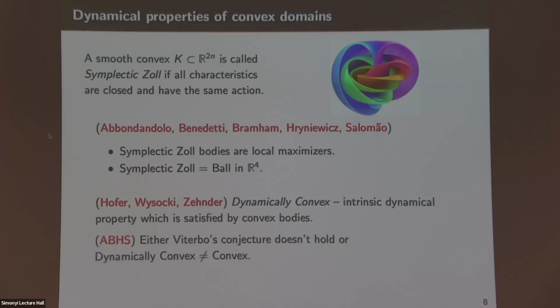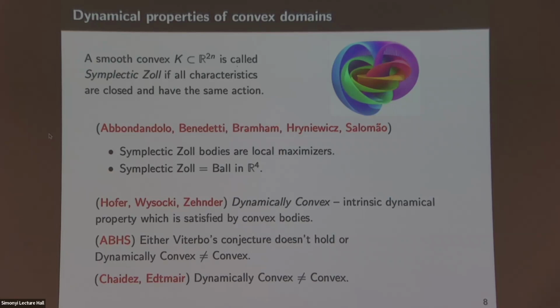But then it was shown that one can construct a dynamically convex domain example which does not satisfy Viterbo, which means that either the Viterbo conjecture doesn't hold, or dynamically convex domains are not necessarily symplectomorphic to convex. But then it was shown that one can construct dynamically convex examples which are not convex. So again, we are reinforcing our belief in the Viterbo conjecture.